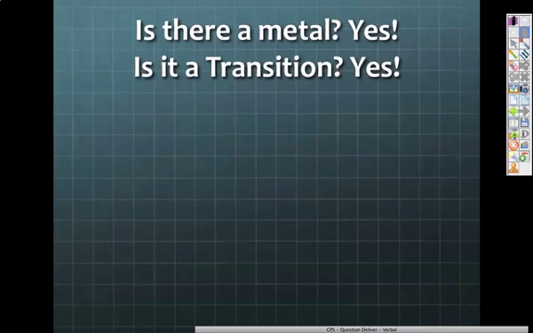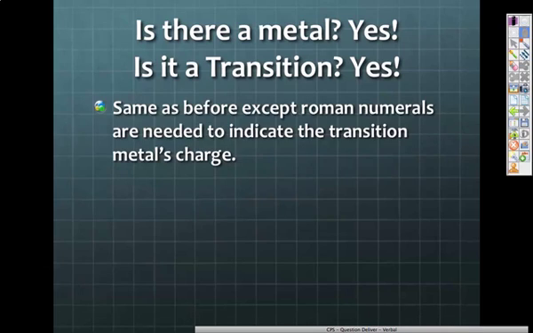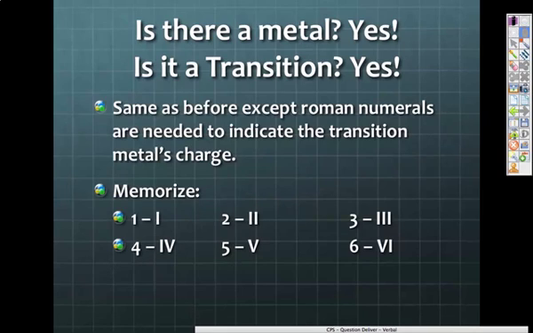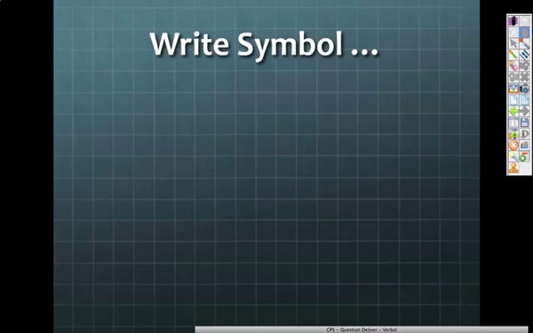Okay. So this time we ask ourselves, is there a metal? Yes, there is, but this time our metal is a transition metal. So it's the same as before, except we need to use Roman numerals to indicate the transition metal's charge. So remember, you should know these Roman numerals.